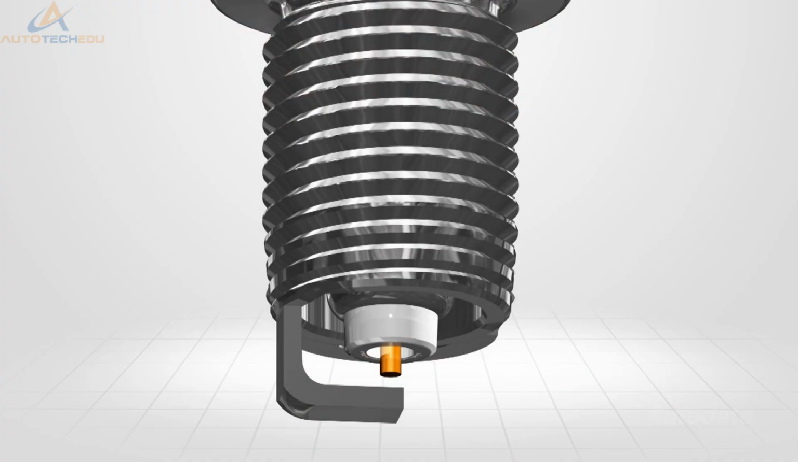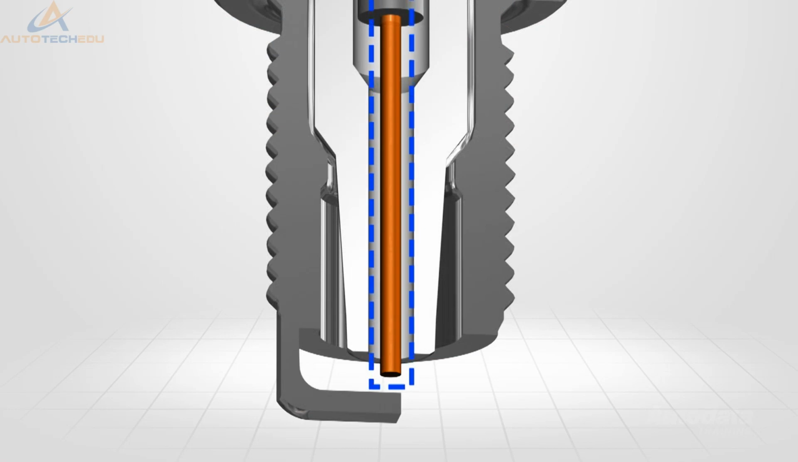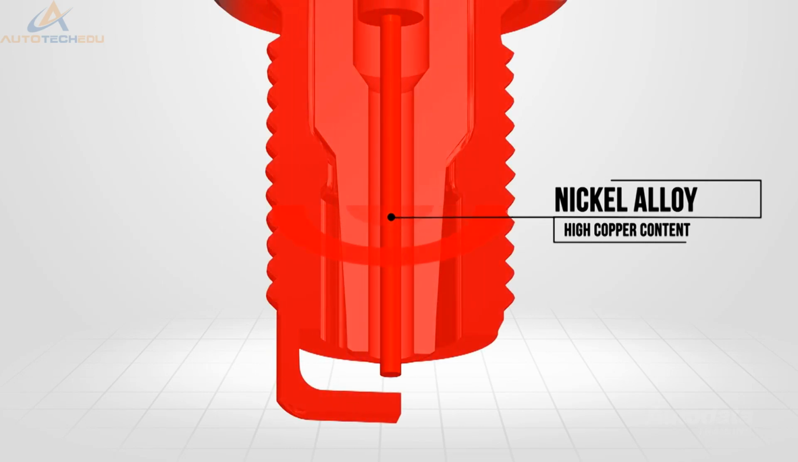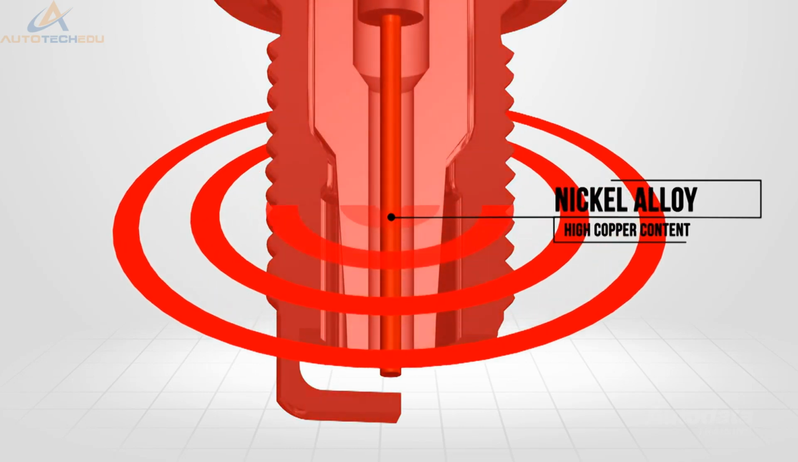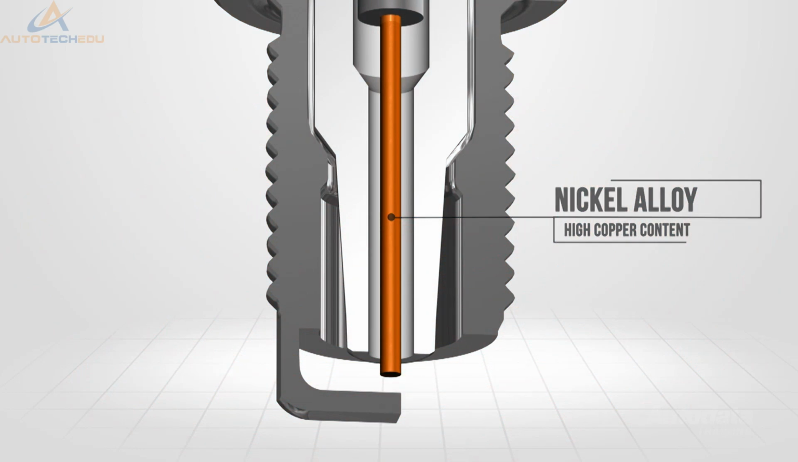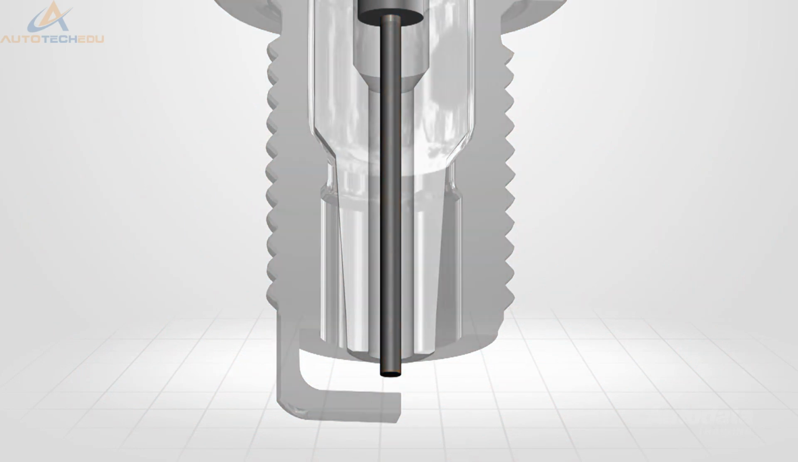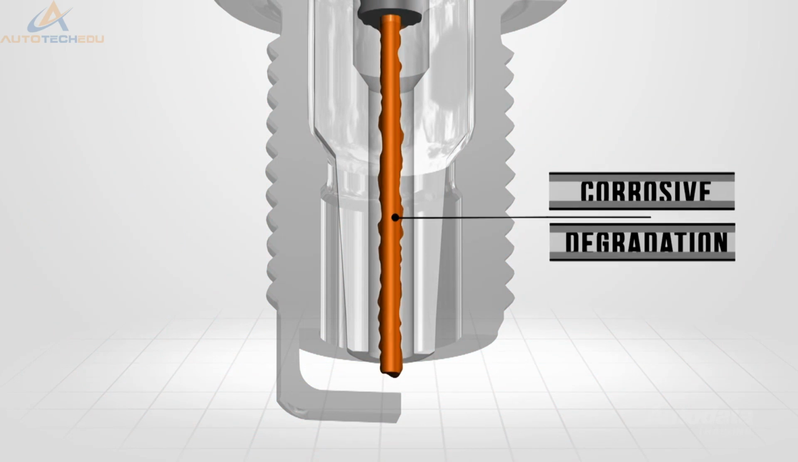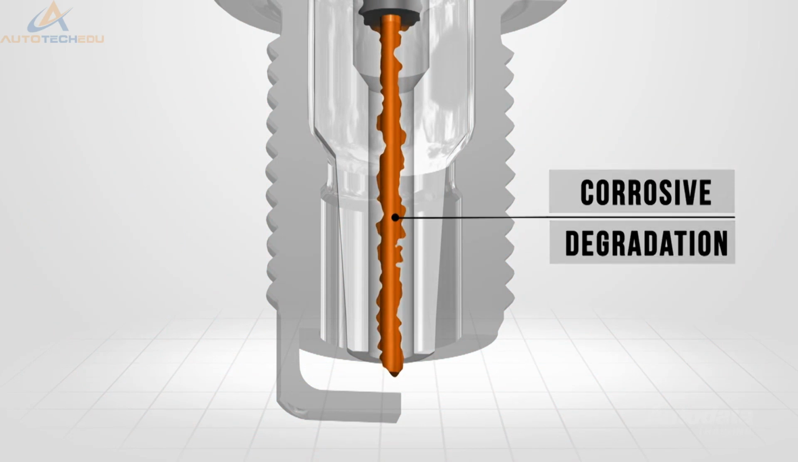Centre electrodes used in standard spark plugs are made of a nickel alloy with a high copper content, which enables the plug to heat up quickly and also dissipate heat quickly, resulting in a very wide heat range. Today, the use of platinum and iridium in spark plugs is very common. Nickel-copper alloy is a great conductor, but is subject to corrosive degradation.